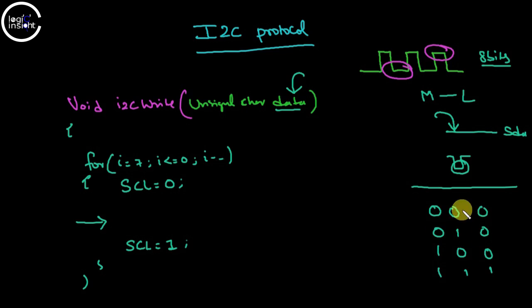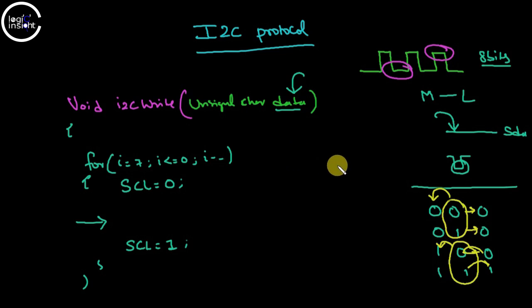This is the truth table of AND. You can observe some things here. Whatever the input, either 0 or 1, if you AND with 0, the result is always 0. Whatever the input, if you AND with 1, the result is always the same number. We use this logic to extract the bits from the data and put them on the SDA line.